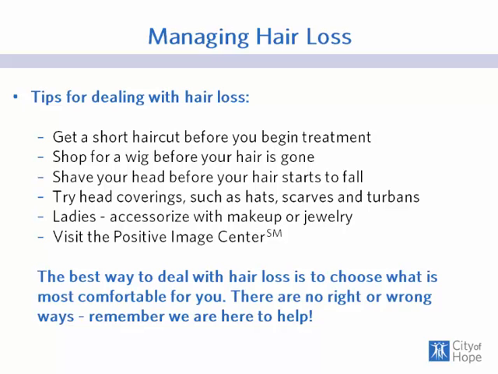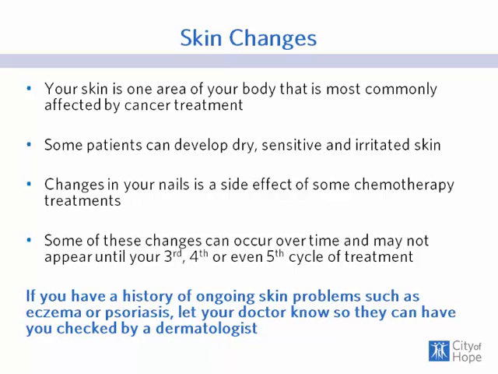Skin changes. Your skin is one of the areas of your body that is most commonly affected by cancer treatment. You can develop dry, sensitive, and irritated skin. You may develop skin color changes as well as nail changes with some chemotherapy and biotherapy treatments. Some of these changes can occur over time and may not appear until your third, fourth, or even fifth cycle of treatment. Use a good moisturizing lotion daily after your shower, such as Aveeno or Lubriderm. Be sure to report any skin changes to your doctor or nurse.